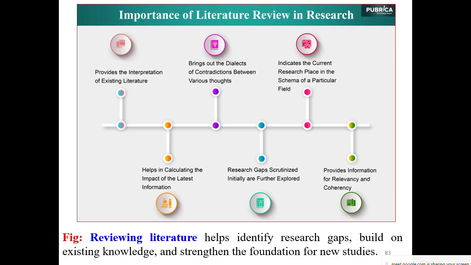Research provides the interpretation of existing literature, brings out the dialectics of contradictions between various thoughts, and indicates the current research's place in the schema for a particular field, helps in calculating the impact of the latest information, and research gaps scrutinized initially or further explored, provides information for relevancy and coherency. So that's why reviewing literature helps identify research gaps, build on existing knowledge, and strengthen the foundation for new studies.